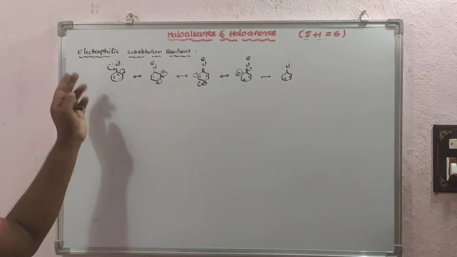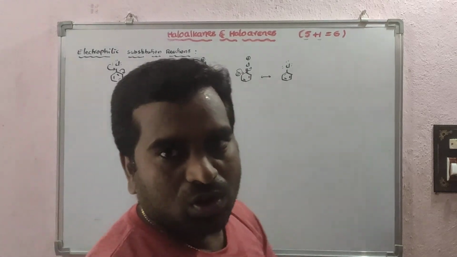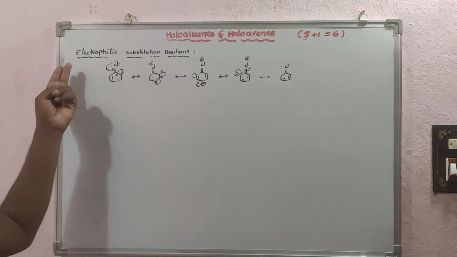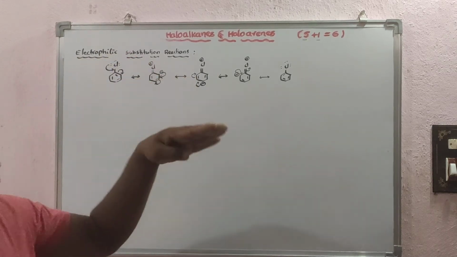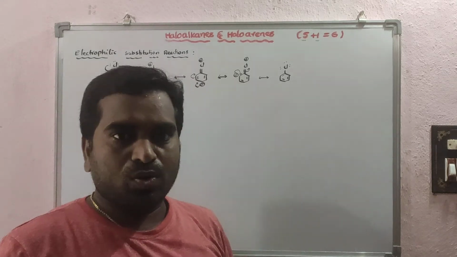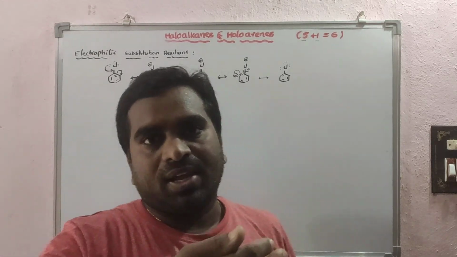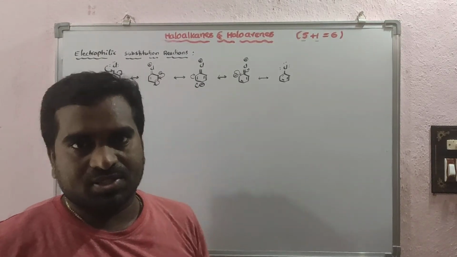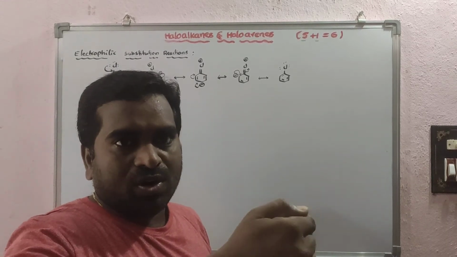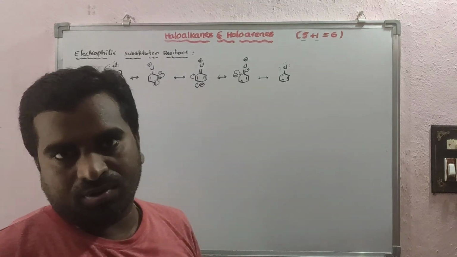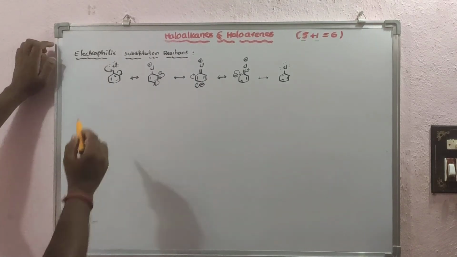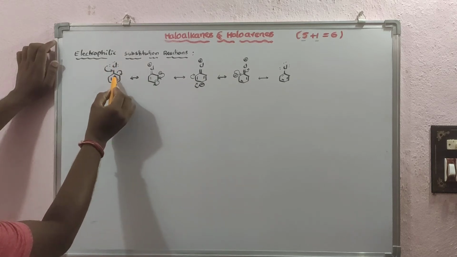Next one is electrophilic substitution reactions of haloarenes. Clear? Nucleophilic substitution reaction we have completed. Now electrophilic substitution reaction. An electrophile means an electron deficient species, and it will attack where the electron density is more.